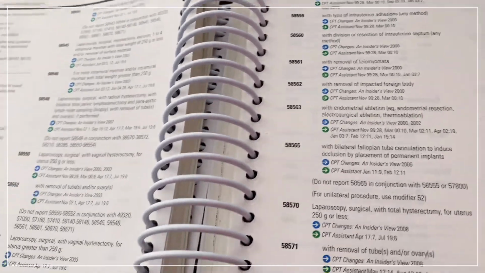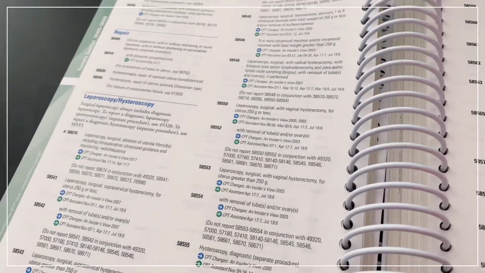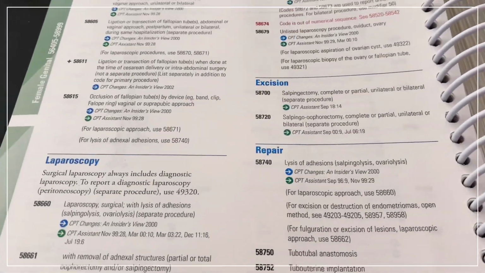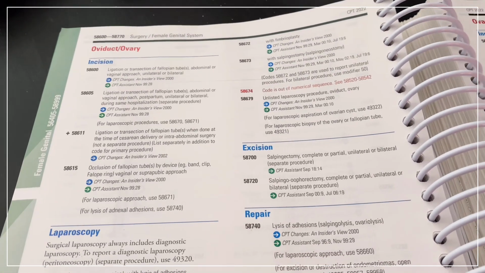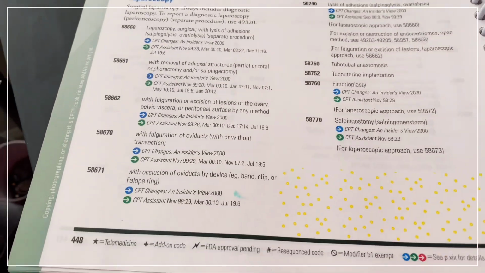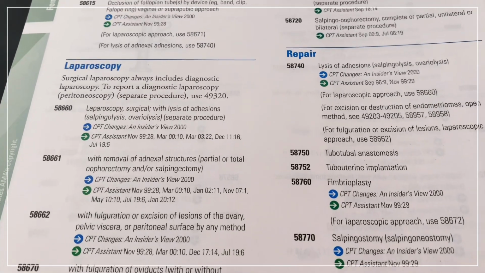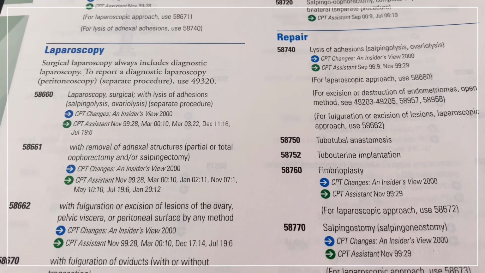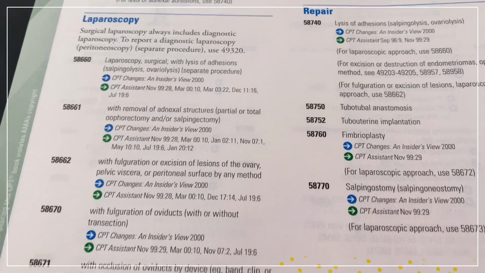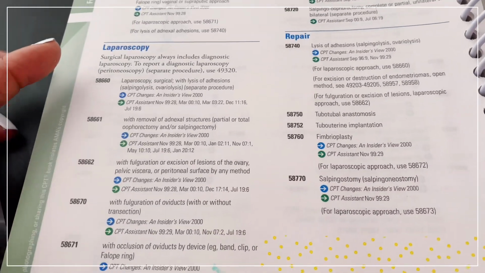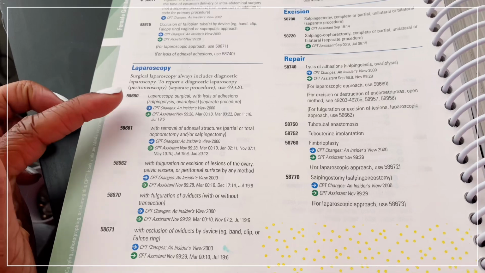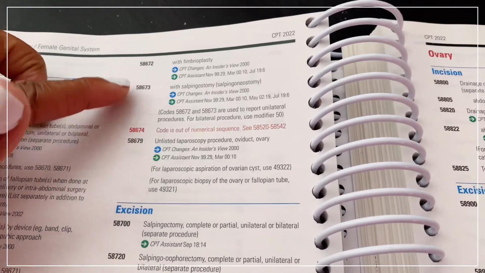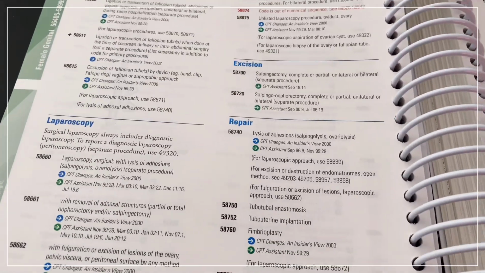So next we are going to look for a laparoscopy for the removal of the fallopian tubes. So underneath oviduct and ovary on page 448, we see laparoscopy, and we're going to be looking for laparoscopy surgical with removal of adnexal structures. So again, if you like to bubble in your books, you would just have to bubble all of these, but don't forget the ones that you have at the top. These are also laparoscopic procedures.